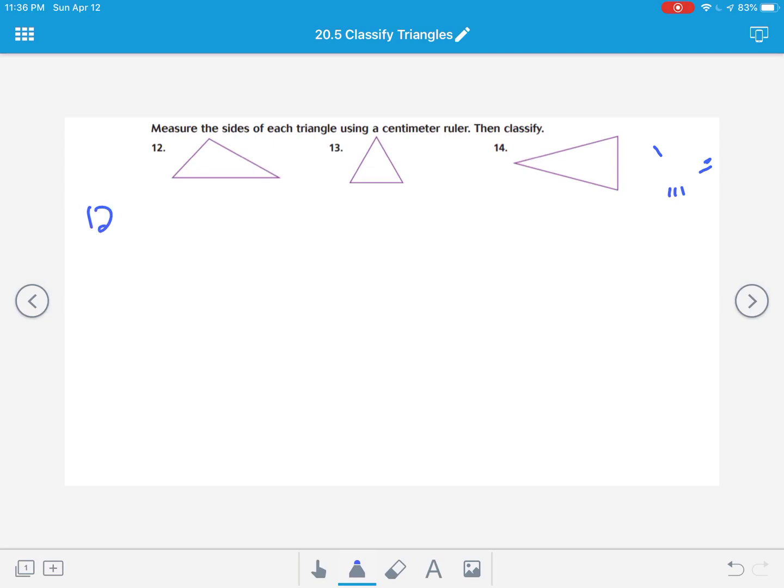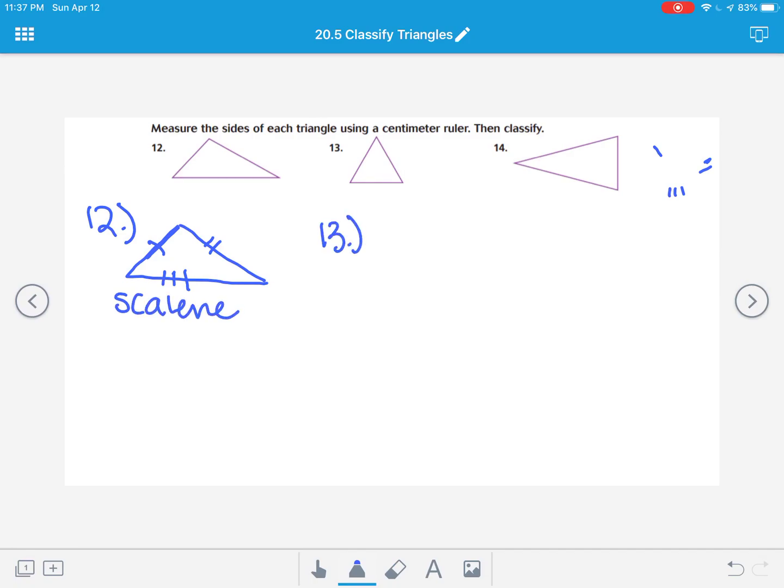So number 12, go ahead and do your best to draw a copy of what you saw in your textbook. Now, looking at those, I can pretty confidently say that all of those sides are different. It looks like this side on the left is the shortest. Then moving over to the right is the next shortest. So I'll draw it with two lines. And then the bottom is definitely longer. I'll draw it with all three. So those are all different sides, which means that it is scalene.